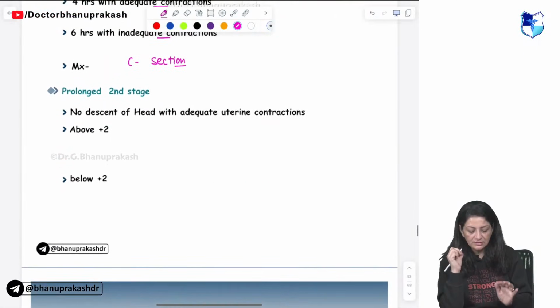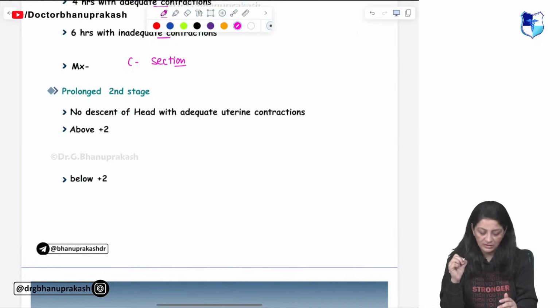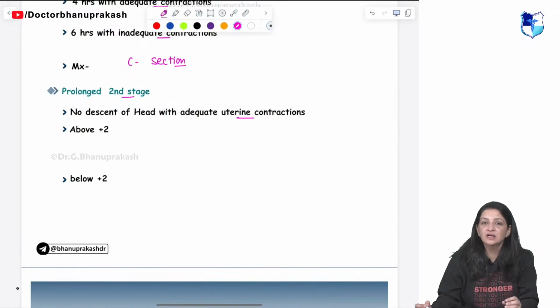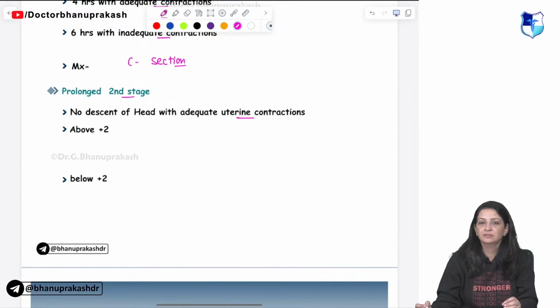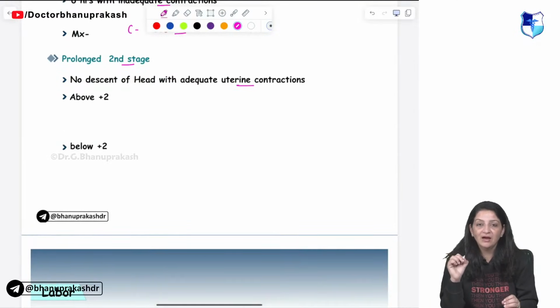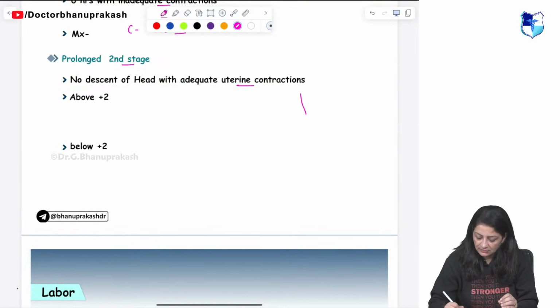Now, prolonged second stage. It means no descent of head with adequate uterine contractions. In the second stage of labor, the main event is the delivery of the baby. Maximum fetal descent occurs in the second stage of labor. If there is a prolonged second stage, then we have to do per-vaginal examination to check the fetal status.